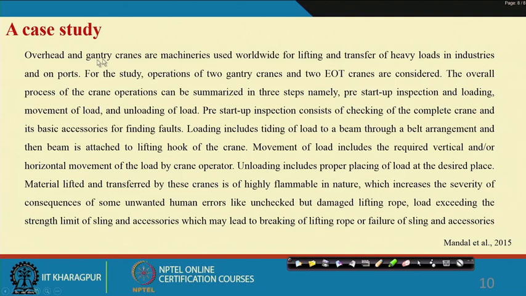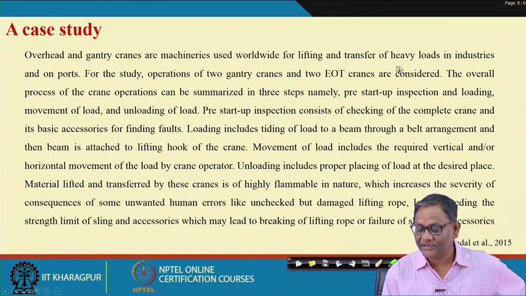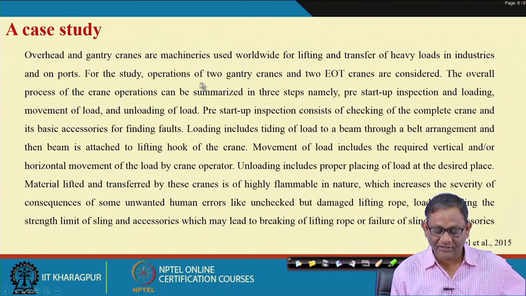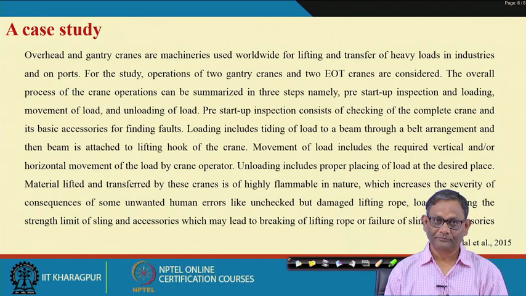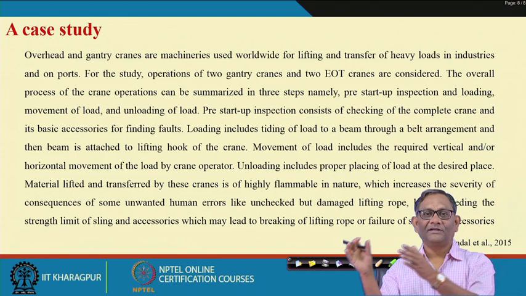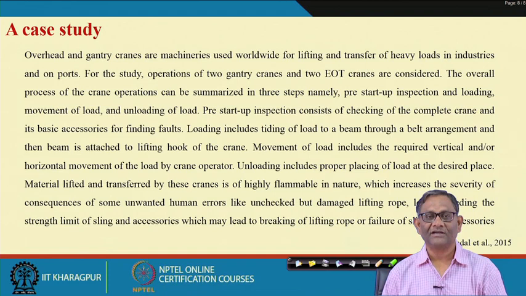Overhead and gantry cranes are machineries used worldwide for lifting and transfer of heavy loads in industries and ports. For this study, operation of two gantry cranes and two UOT cranes are considered, and the overall process, how the crane operates, what are the different stages of operation, and what are the ultimate elemental tasks, we will discuss in the next slide. But you all know that a crane basically takes the load, transfers the load from one place to another, and unloads at the unloading point.